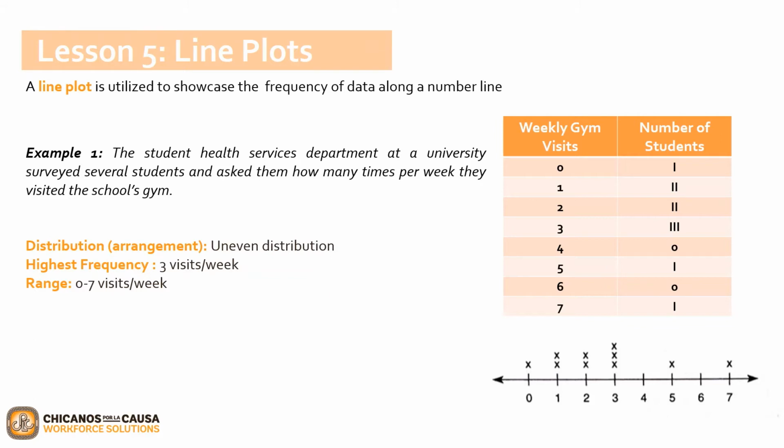Lastly, the range. The range covers the entire set of information from beginning to end, from smallest to largest, from least to most. In this case, the range is 0 to 7 visits per week. Let's look at another example of a line plot and try to solve that problem together.